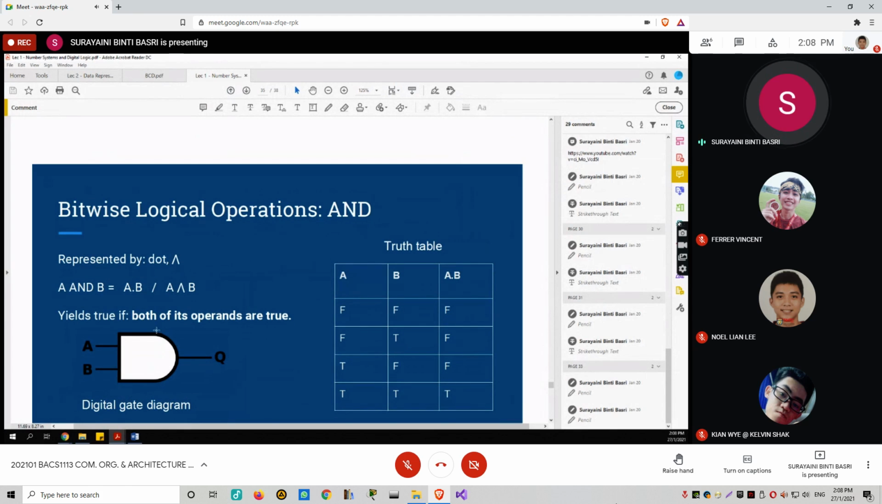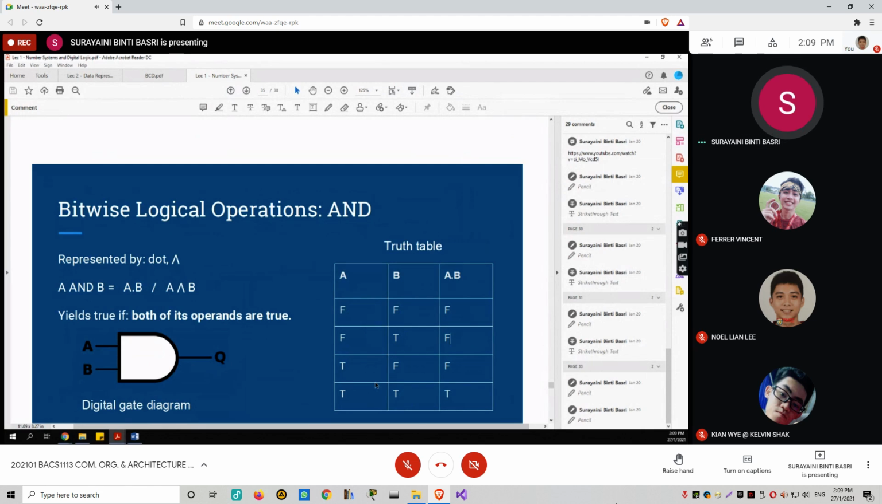So this is the digital diagram. If you see something like this, there's A and B, meaning A AND B. The truth table that represents this is: when either one is F, the answer will be F, except when both are T, then the answer is T. For example, if A is F and B is also F, the answer is of course F. But if A is F and B is T, the answer is also F because there's an F in either A or B.